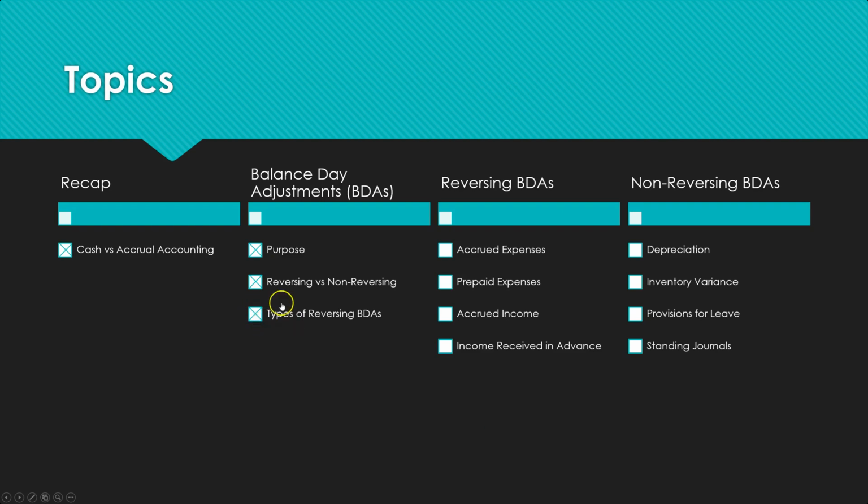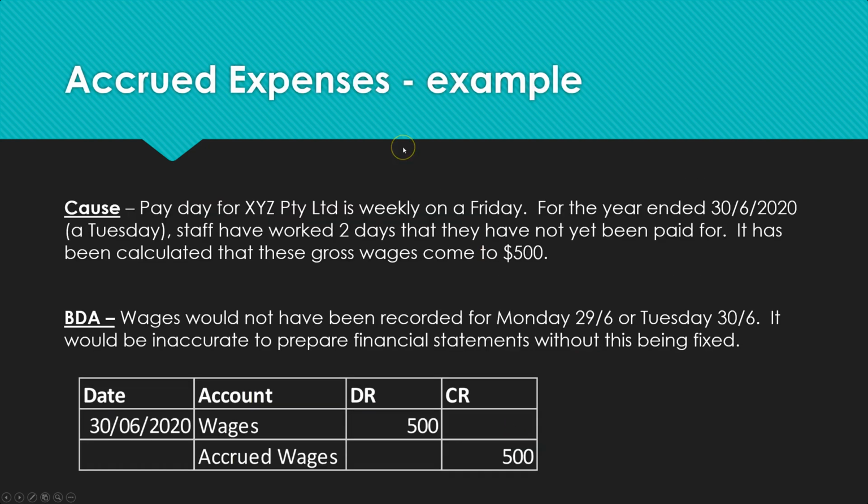Right, so that's an overview of the balance day adjustments, why we do them and what types there are. I think the next thing we should do is go through each one at a time and cover off an example of how it will work. So accrued expenses is first.